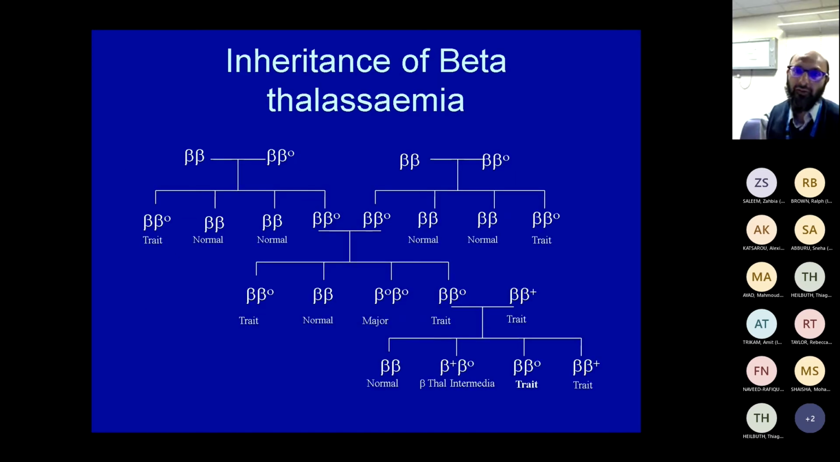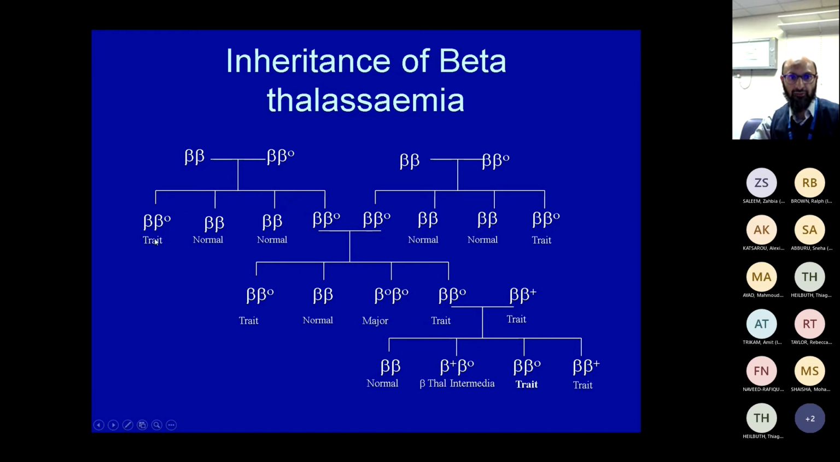So the incidence of thalassemia. Here we can see the inheritance pattern of beta thalassemia. It's inherited in an autosomal recessive manner. Here you can see the nomenclature: the normal beta globin gene is represented by just a standard beta, and the beta0 here represents a mutation or deletion whereby the gene has no output of beta globin protein. So here you can see the inheritance pattern.